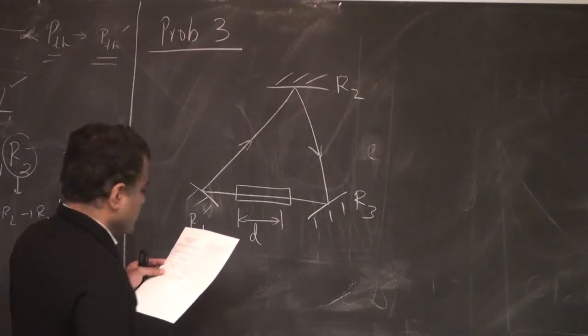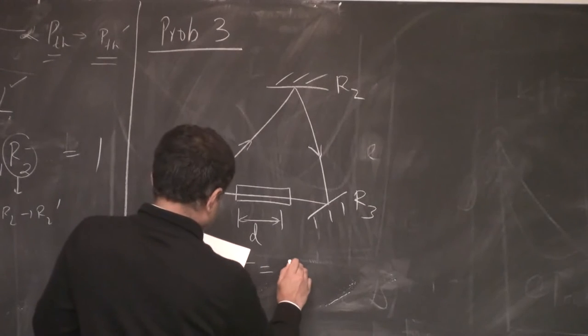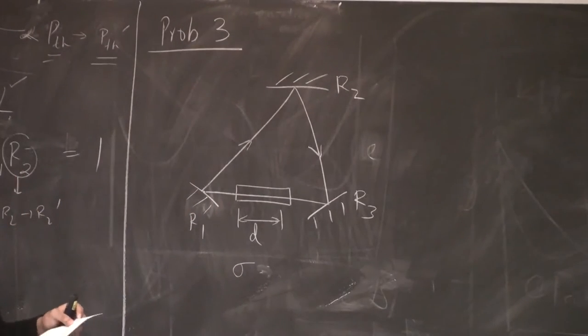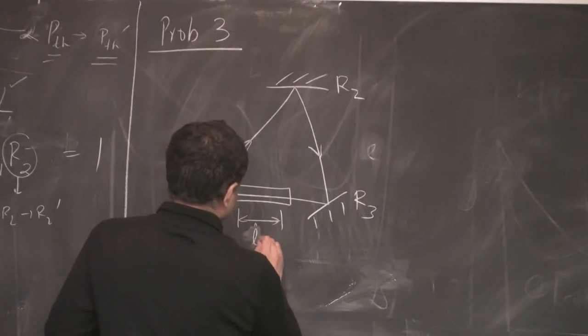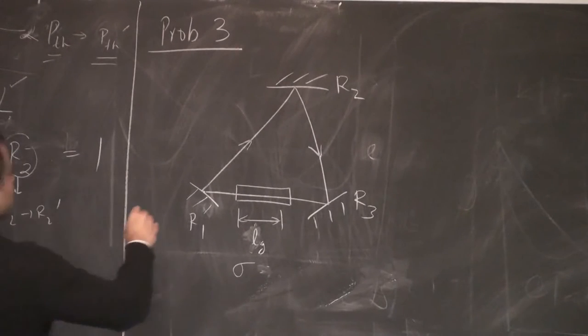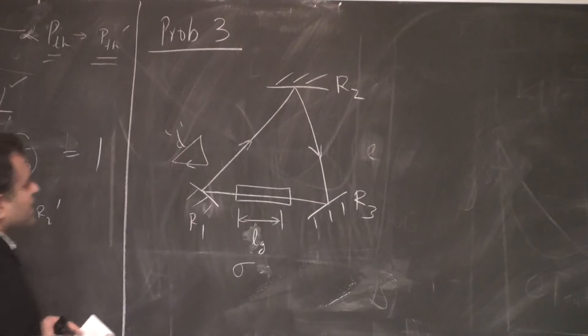The reflectivities are given, and the gain cross section is given as well. I don't want to write the numbers, 2.8 times 10 to the minus 19 centimeter squared. Sir, you say D is the entire length, and that is LG. Oh, good point. LG is the gain medium, and D is the entire length.